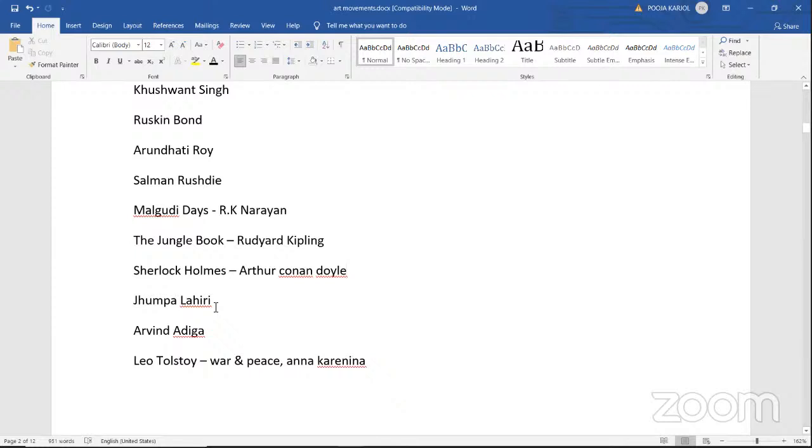Also dance styles. Traditional state-wise dance styles and art, for example, Warli painting, Warli art from Maharashtra, those types. We'll do those also. Okay. Any other doubt or question?